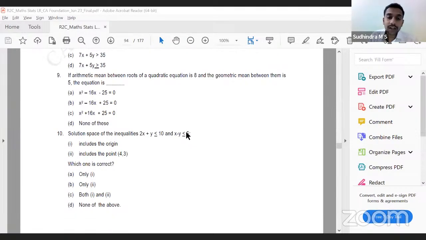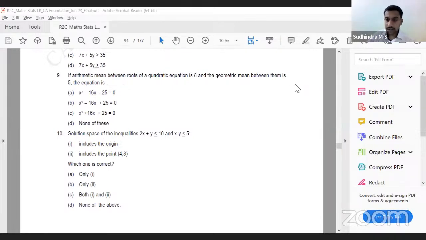Solution space of the inequalities 2x plus y less than or equal to 10 and x minus y less than or equal to 5 includes the origin, includes the point (4, 3). Which one is correct? Option C, both 1 and 2? No, only one. Yes, only one is the answer. Let others try, then we'll discuss this.